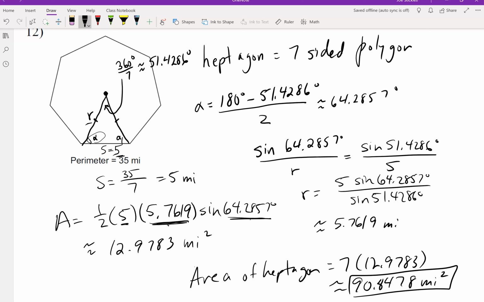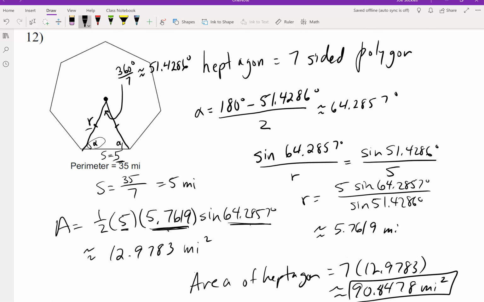But notice, even though the numbers were uglier, the process was the same here, right? We divided the 360 by the number of sides to get this angle up here. Used our knowledge of how the angles have to add up in a triangle to get these angles down here. We used the law of sines, previous information, to figure out this side here. And then used our area formula to get the area of the triangle, and then finally just multiplied by how many triangles we have.